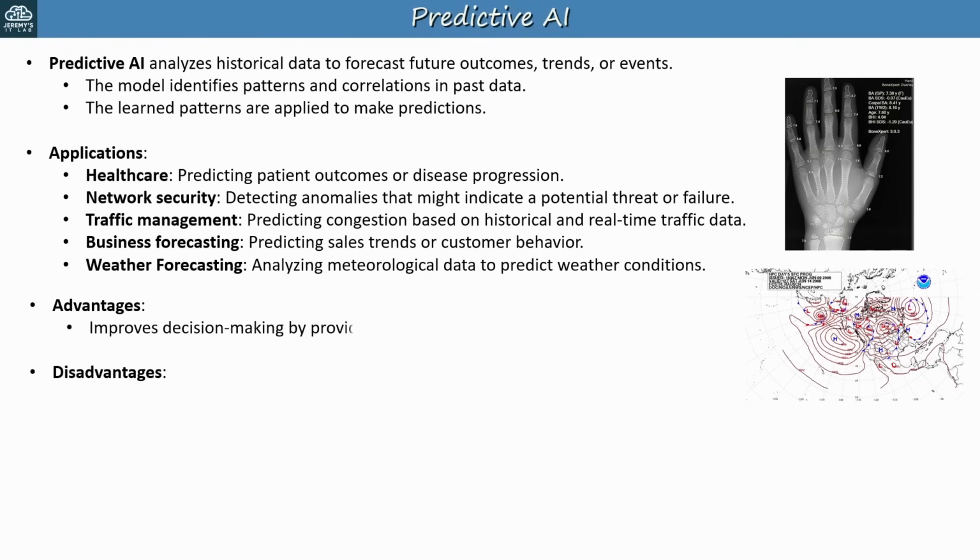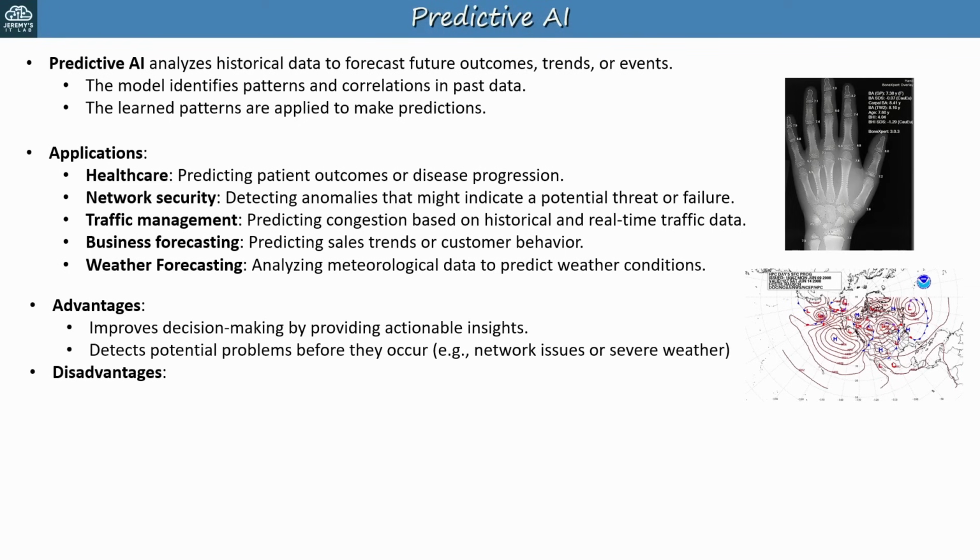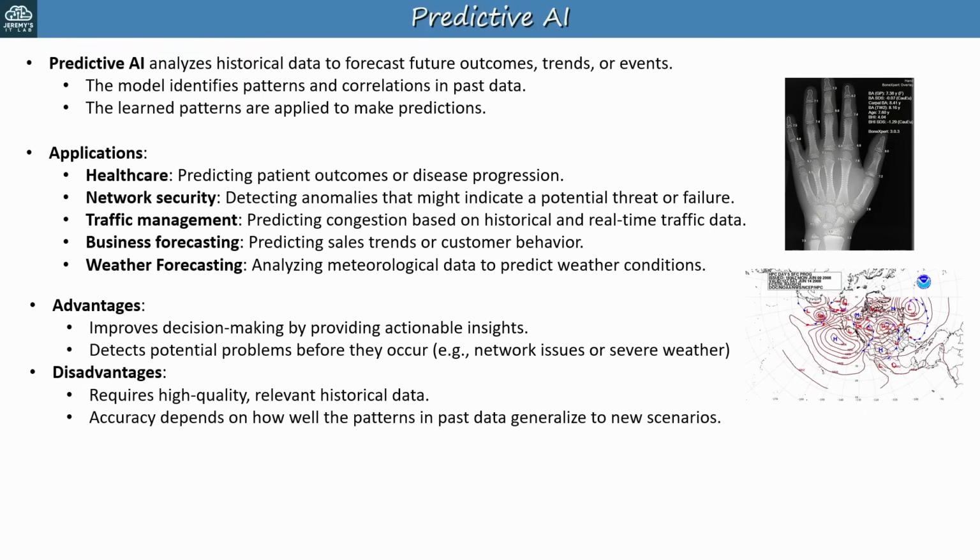It improves decision-making by providing actionable insights, enabling you to detect potential problems before they occur, such as network issues or severe weather. But to do so, it requires high-quality and relevant historical data to be accurate. Without significant amounts of high-quality data, the AI isn't likely to make accurate predictions. And its performance depends on how well the patterns in past data generalize to new scenarios. If the future is significantly different from the past, the model may struggle to make accurate predictions.